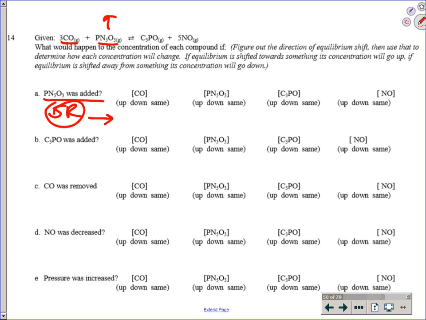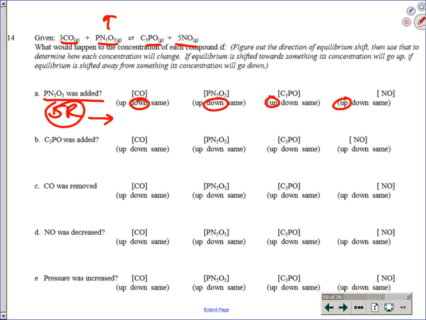So carbon monoxide should go down, and PCl5 after the shift, right after the reaction has gone to the right, will be lower than it was before. So it should go down. What should happen to both products? They both should go up, because as you go to the right, you consume reactants, you form products. So that should be up and up.